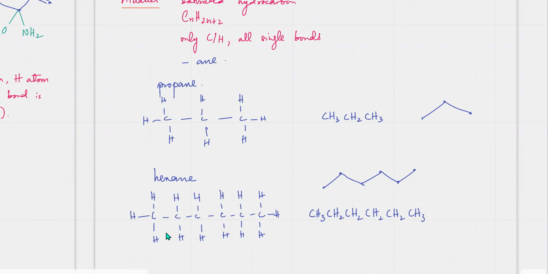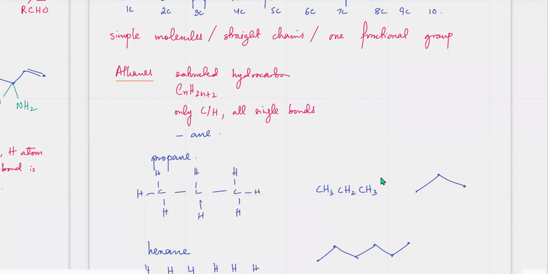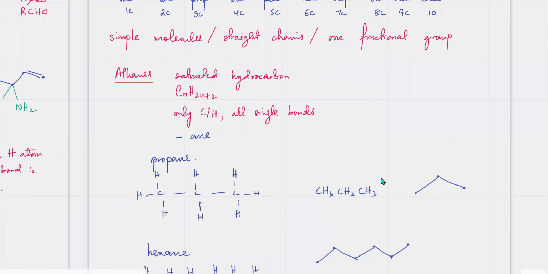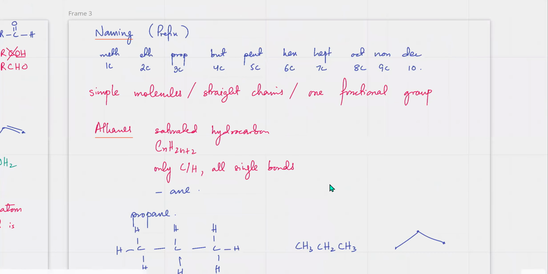You've got hexane over here. That's 6 carbon atoms: 1, 2, 3, 4, 5, and 6. So these points are your carbon atoms, and the lines represent the bonds between them. We're going to keep on discussing these 3 types of formulas. You'll get this. So we did the naming of the first type of homologous series, which is alkanes.